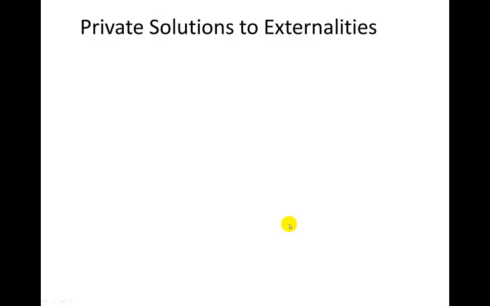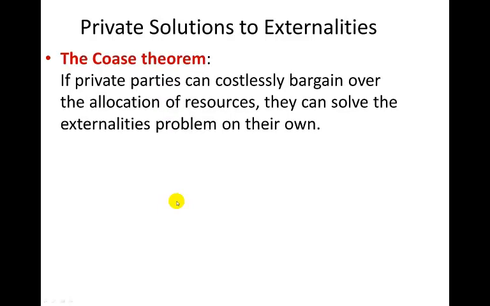Okay, so there are some situations where private markets will arrive at solutions to externalities, and this is called the Coase theorem. The Coase theorem states that if you have a very small number of private parties and they can very easily bargain over the allocated resources, then they solve the externalities problem on their own.